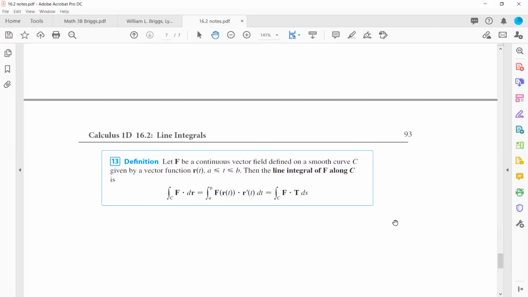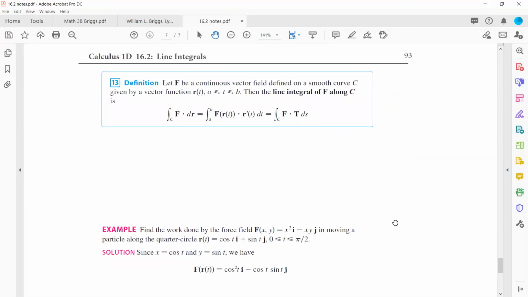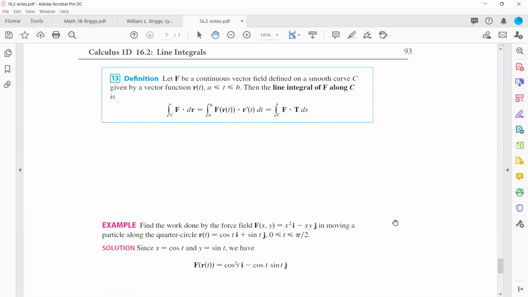Let us go over one example, to see how we can apply this new definition. Example: find the work done by the force field F equals (x squared, negative xy), moving a particle along the quarter circle r(t), which is (cosine t, sine t), t ranges between 0 and pi halves.